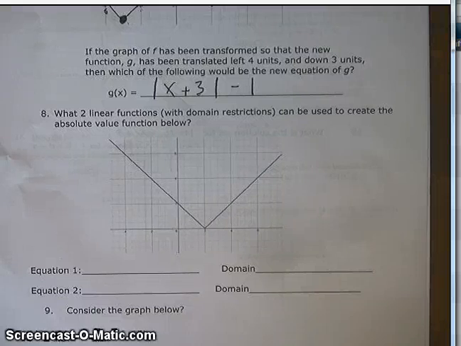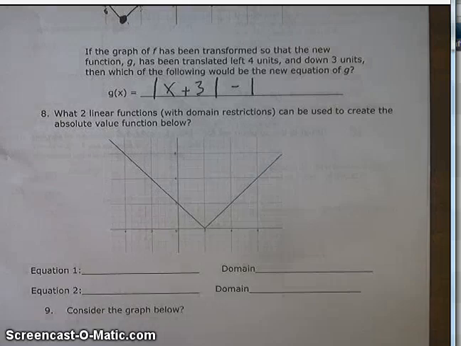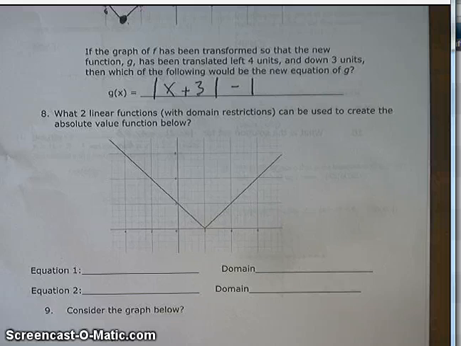This is Mr. Alexander again, and we're continuing in on this test review. We're starting here on number 8. Two linear functions with domain restrictions can be used to create the absolute value function below.